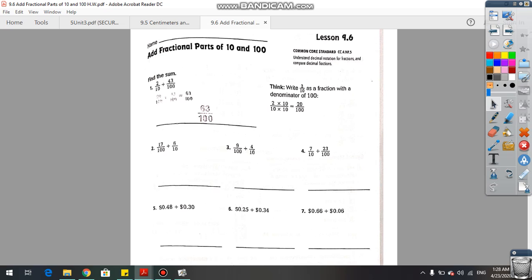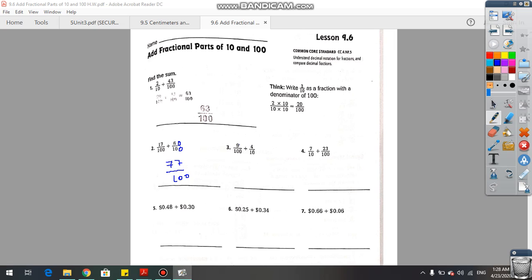Okay guys, he wants me here to find the sum of 17 hundredths plus 6 tenths. Can I add it? No. Why? Because I don't have the same denominators. So I'm going to add 0 here and 0 here. So 17 plus 60 equals 77 over 100, because the denominator never changes.